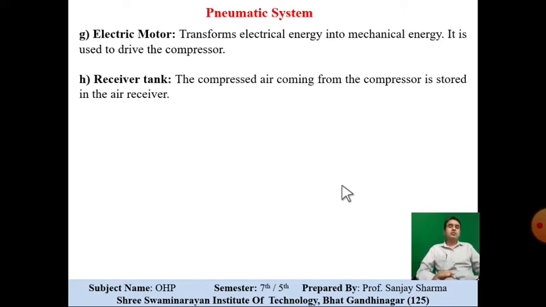The receiver tank should be designed in such a manner that all the safety precautions are taken into consideration, because this tank has to deal with high pressure, so it should be properly designed so that hazardous conditions are avoided.